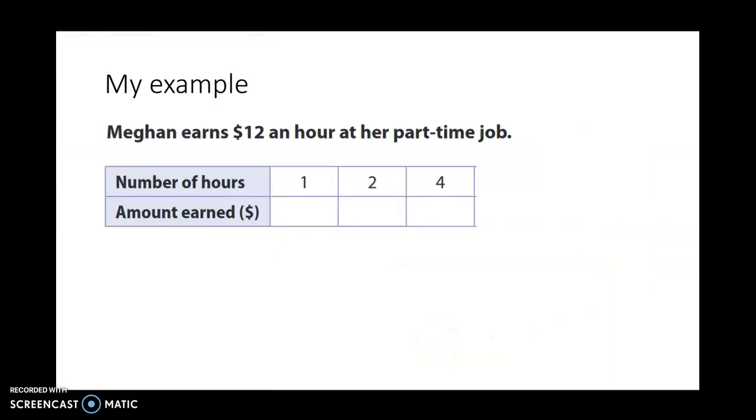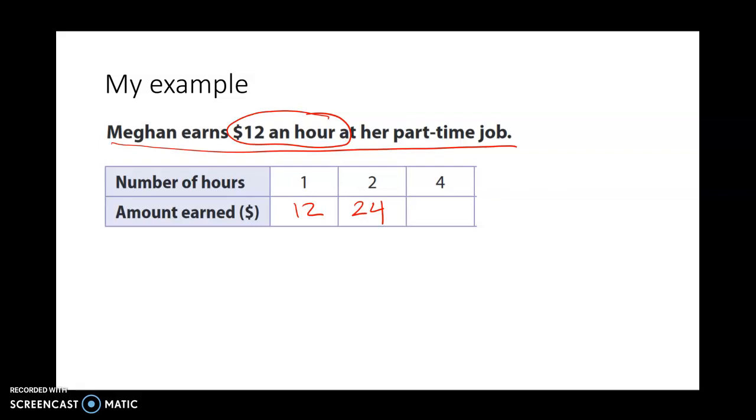All right, so first we got to fill out the table. It says Megan earns $12 an hour on her part-time job. So for 1 hour, how much money does she make? 12, because it says $12 an hour. So in 2 hours, how much did she make? Yep, 24. Well, now it goes to 4 hours, so don't tell me 36. Now we got to do 4.